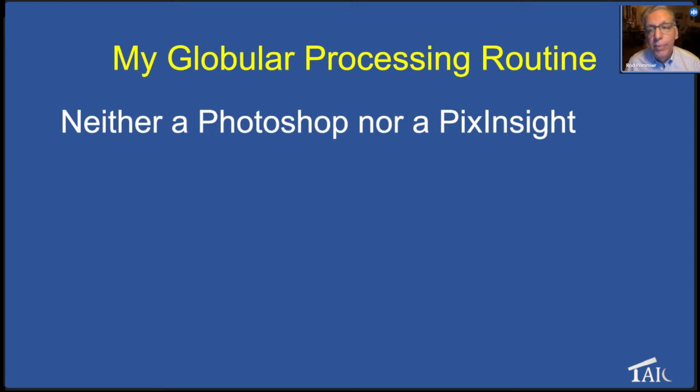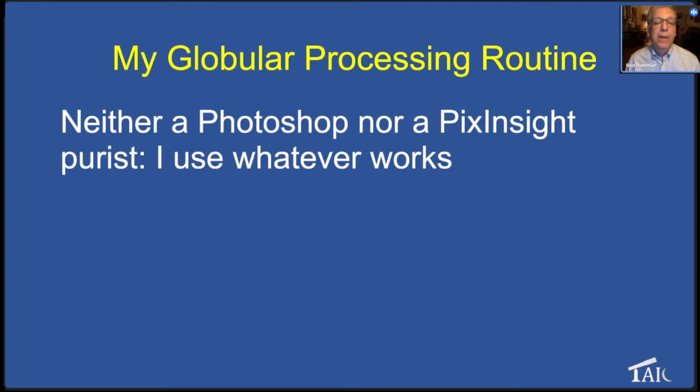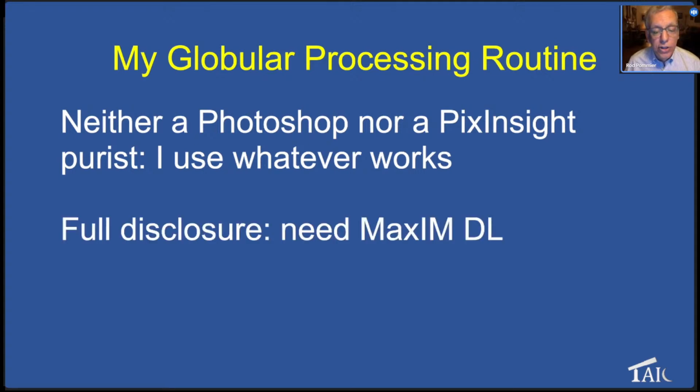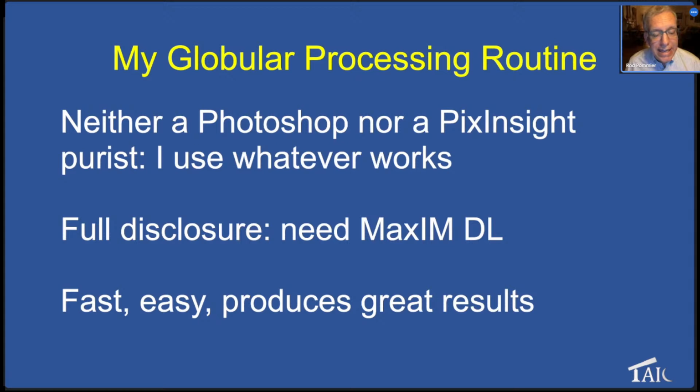So my globular processing routine is different, and I want to say up front, I'm neither a Photoshop nor a PixInsight purist. I use whatever works wherever it works. Full disclosure, to do what I'm going to do, you're going to need Maxim DL. But most of us have it, even if we moved on to NINA and things like that. And if not, I'm sure you have a friend that has Maxim DL, and you can send them a file and say, do this, and send the result back to me. This is a fast, easy, about 6-step way to produce a globular cluster image. I use this on every image that I published in Astronomy magazine, and I think it produces great results with relatively simple steps.